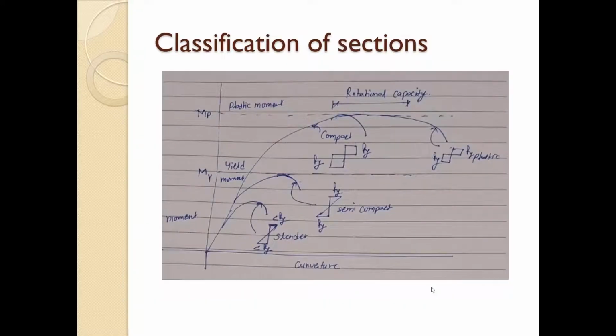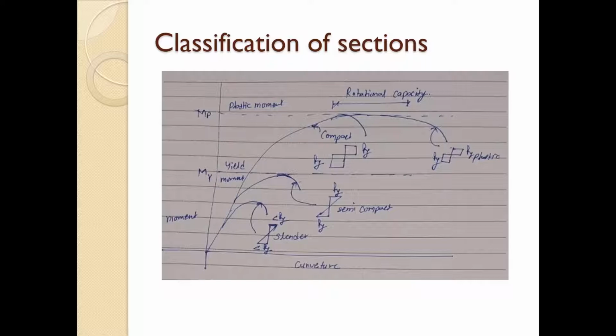Now the classification of the section. This is a new concept introduced in IS 800 2007. The member strength is evaluated when the stresses reach yield stress. The cross section of the member is to be proportioned in such a way that local or overall buckling of the elements of the cross section, such as flange or web, does not occur before the limit state of strength is achieved.